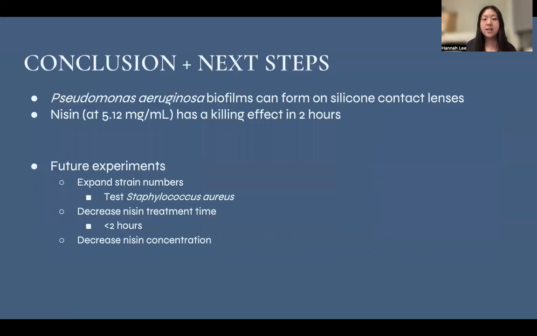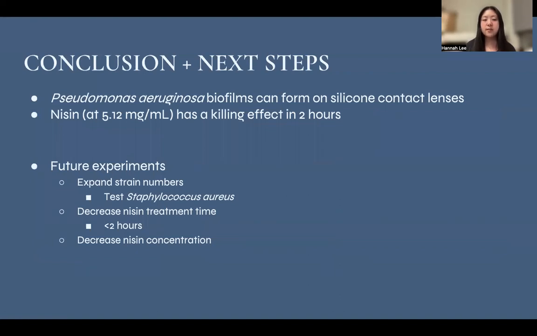The conclusion is that Pseudomonas aeruginosa biofilms can form on silicone contact lens surfaces, as well as nisin at our neat concentration, which is 5.12 milligrams per milliliter, has a killing effect within 2 hours.